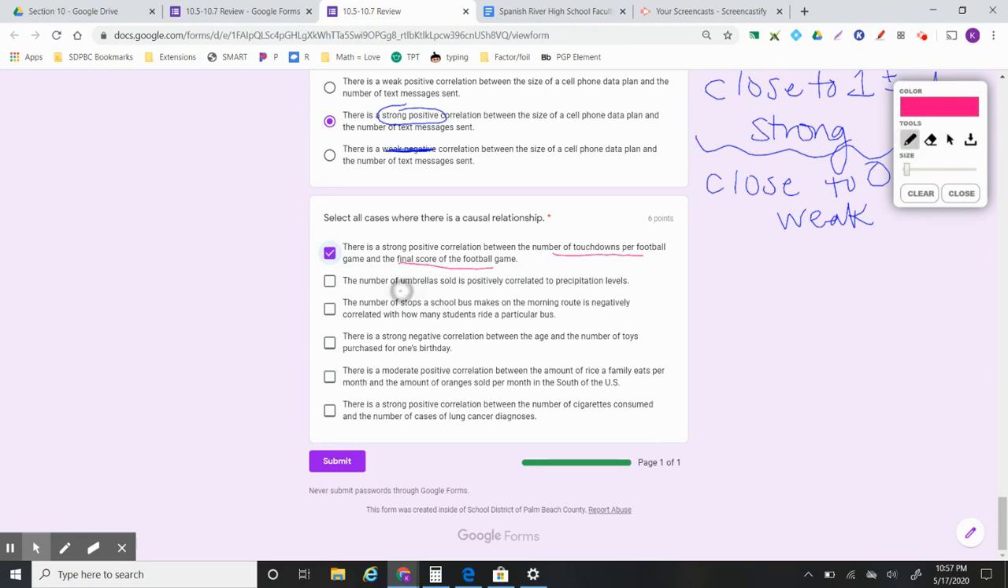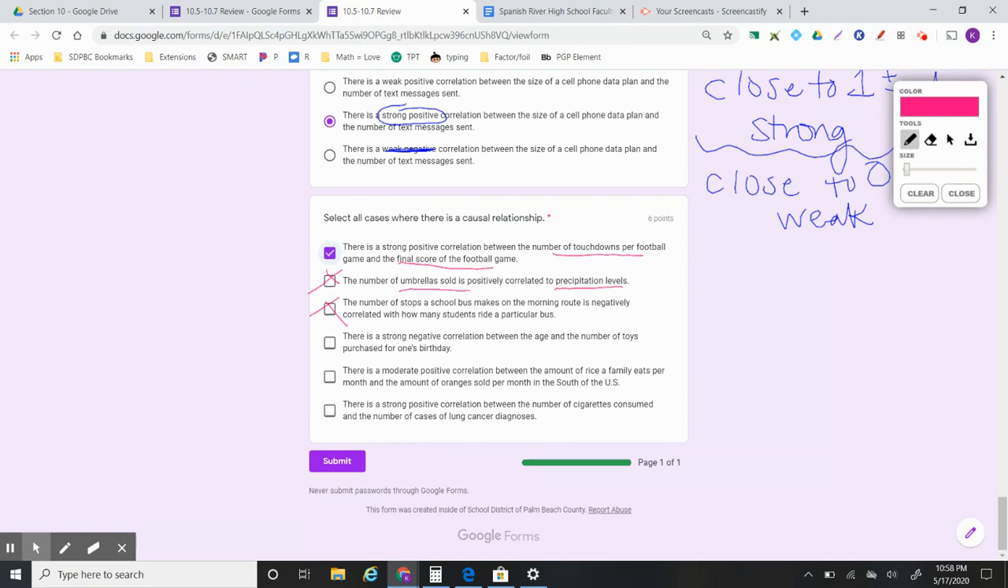Then the next one is umbrellas sold positively correlated to the precipitation levels. So this is basically saying the more umbrellas that are sold makes it rain more. Definitely not true. Next one says the number of stops the school bus makes on the morning route is negatively correlated with how many students ride a particular bus. So this is the one I don't want you guys to confuse yourself. Number of stops the school bus makes, it's going to stop whether there are people there or not. So it's not actually causing the next thing.